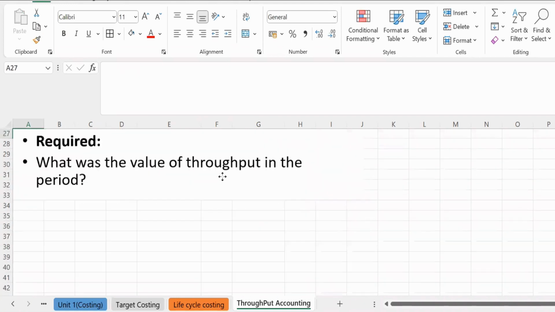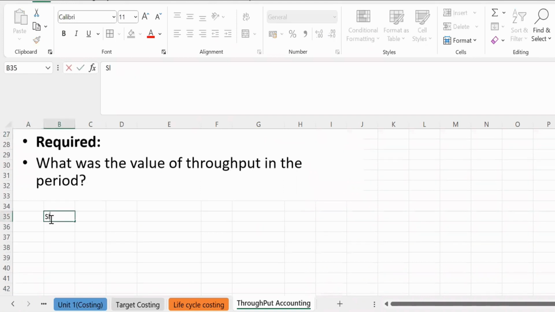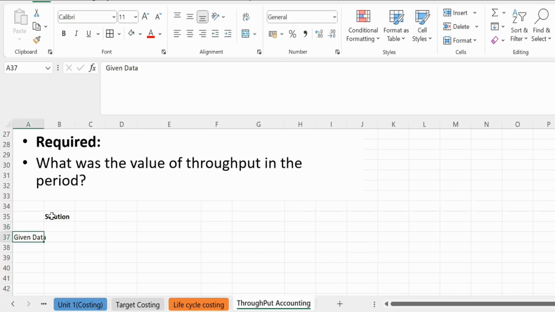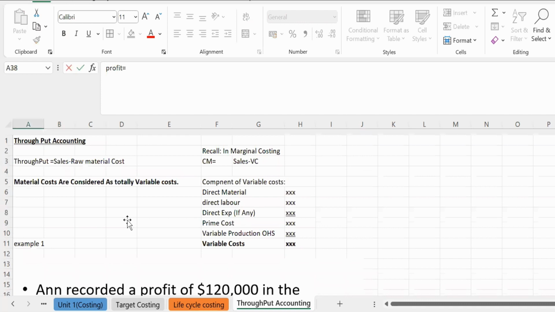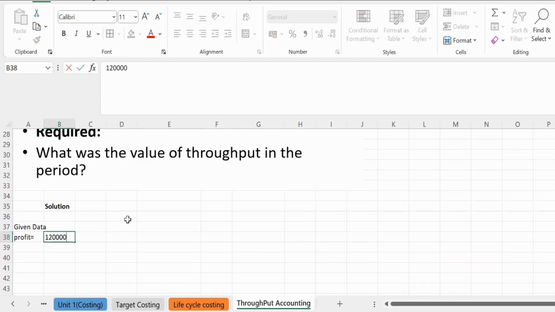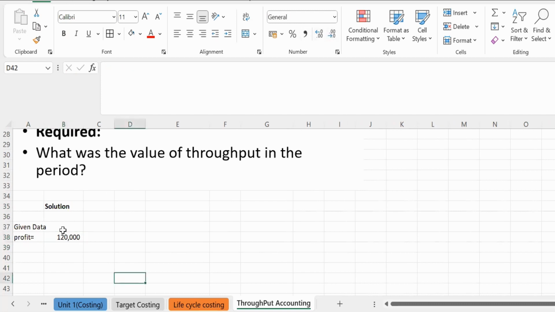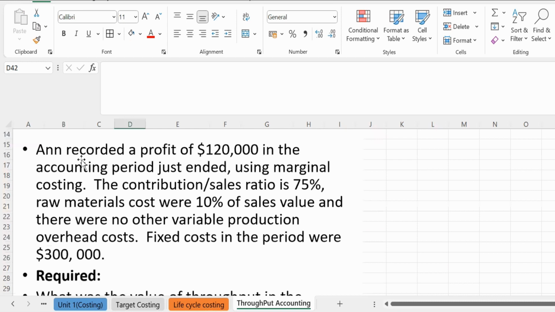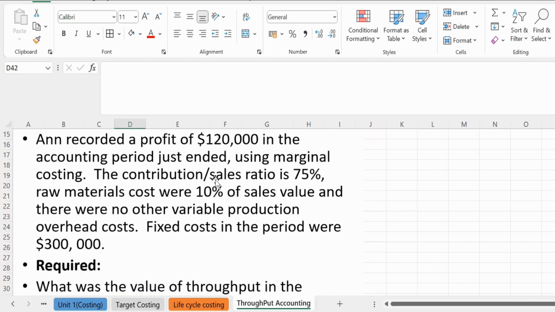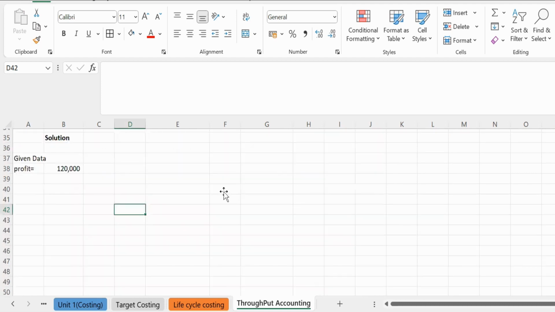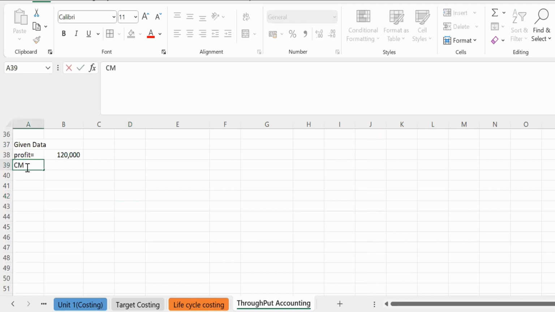So, to make a solution of this question, the solution is this. Given data, to understand the question quickly: profit is equal to how much? It is 120. Is it okay? Profit is 120. And also, in the accounting period just ended using marginal costing, the contribution margin divided by sales ratio is 75%. What you call the CM ratio. We call it the contribution margin ratio.